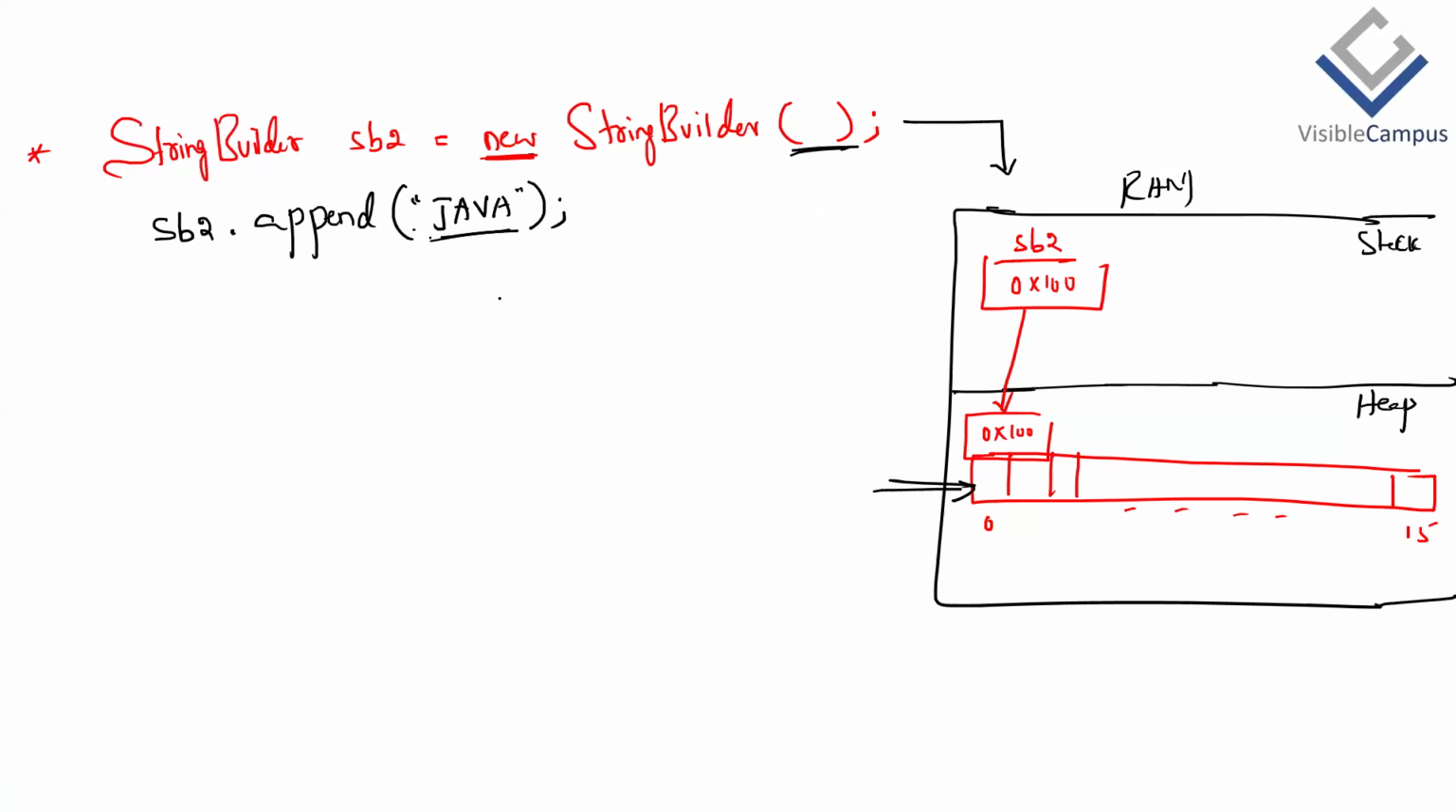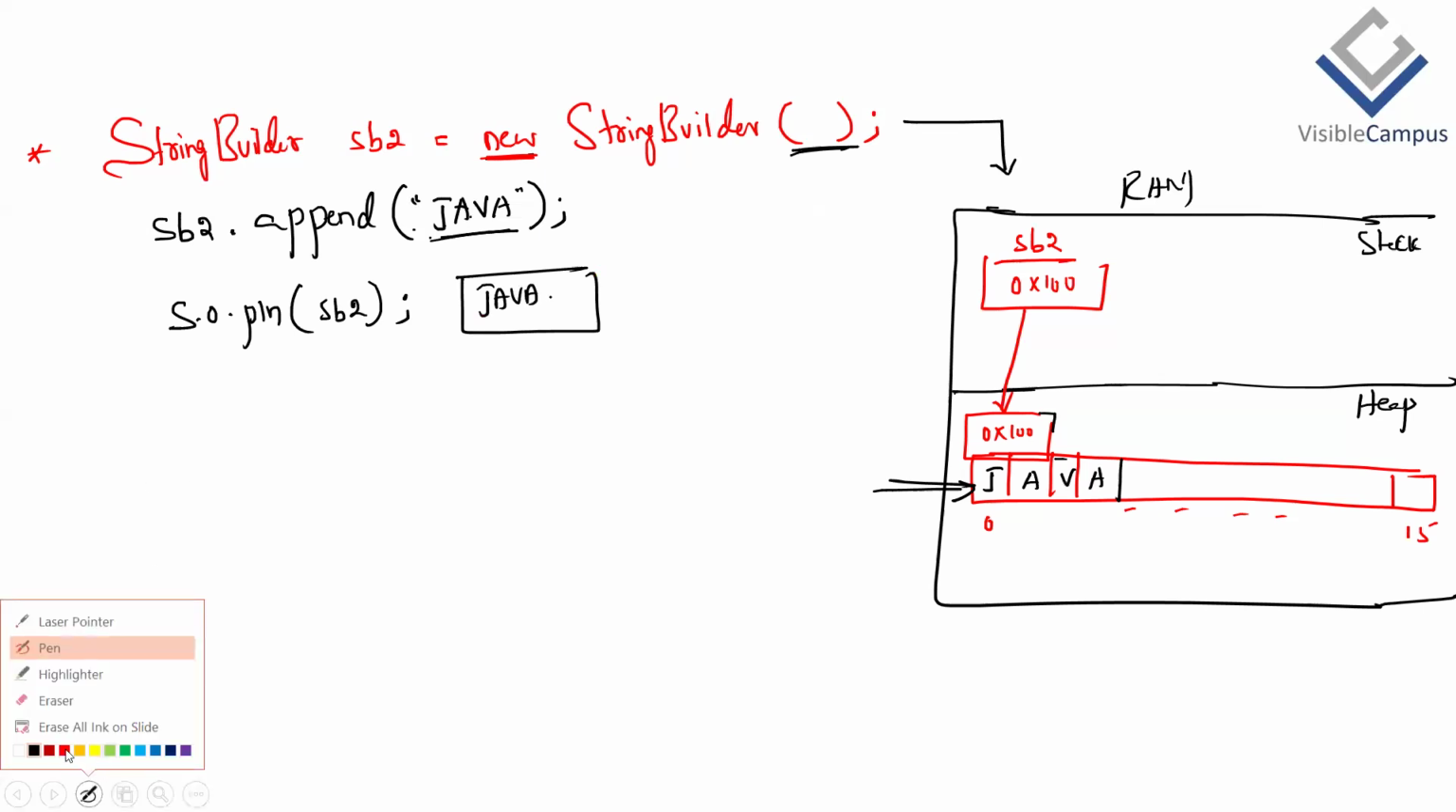From available empty cells, the characters will be added. That is JAVA. It is modified or updated in the same location. That's why it's called mutable. StringBuilder objects are mutable. Then after this, am I assigning back to the same variable called SB2? No. Then if you print this SB2, what's the output that we are going to get? Java is the output.